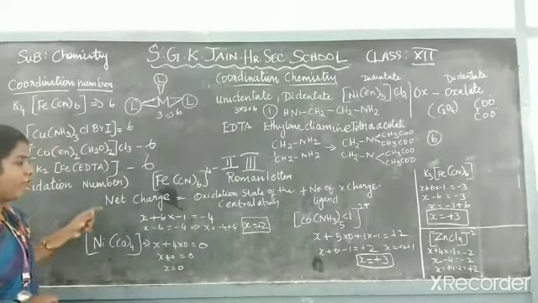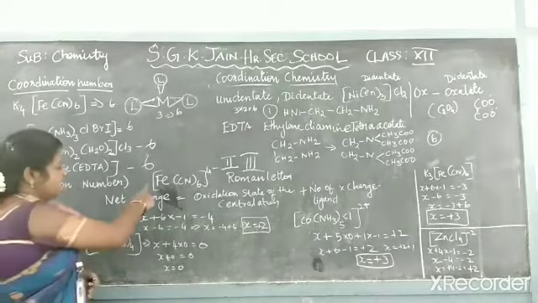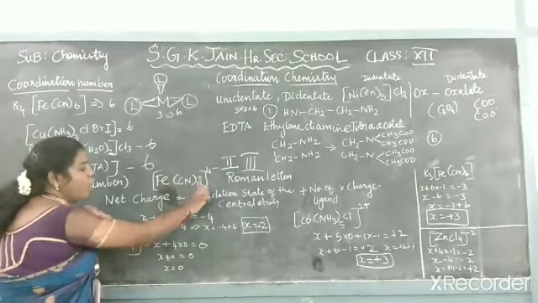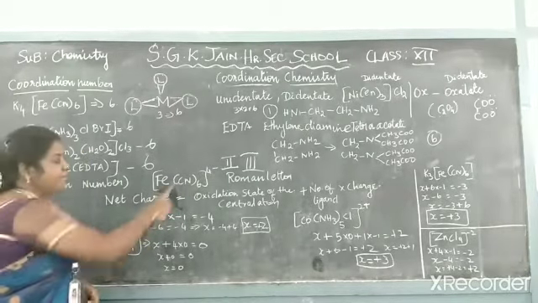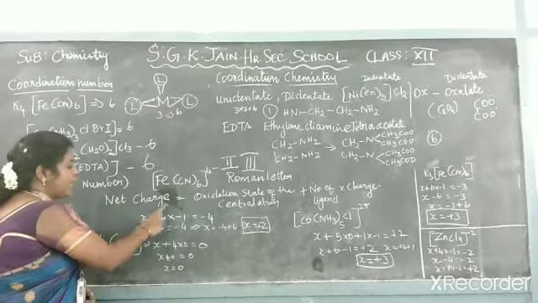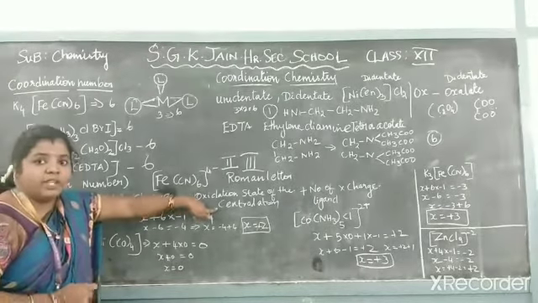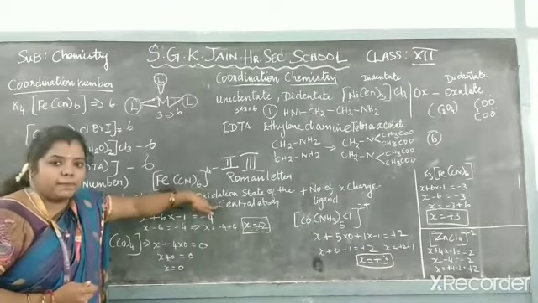Let's see with the formula, net charge. What is the net charge? See here, 4 minus is given. This 4 minus is for the whole complex compound. That is the net charge. Net charge is equal to the oxidation state of the central metal atom plus the charges of the ligands. We don't know the oxidation state, so let it be X.